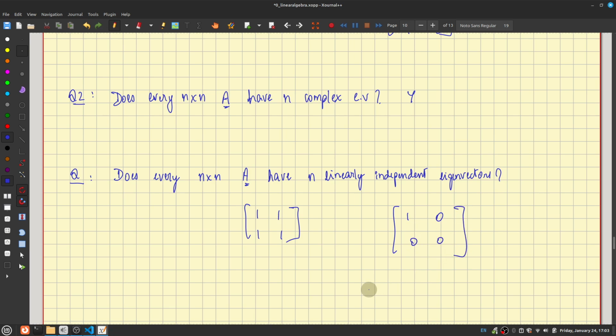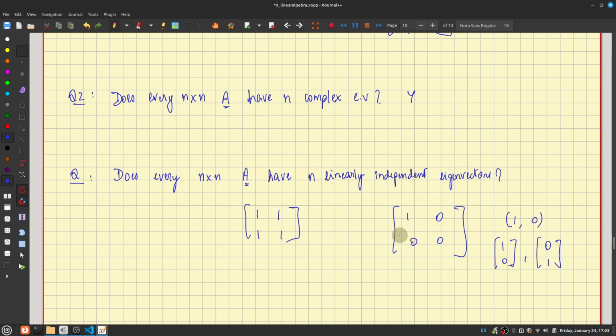Does this have n linearly independent eigenvectors? What are the eigenvalues of this matrix? 1 and 0, right? So this has eigenvalues 1 comma 0, and can you find one eigenvector for 1? You just take the vector 1 0. What is this vector times this matrix? It's equal to 1 0. What if I take this vector times this matrix? I get 0 0, which is equal to 0 times 0 1. So these two are in fact linearly independent eigenvectors for this matrix.